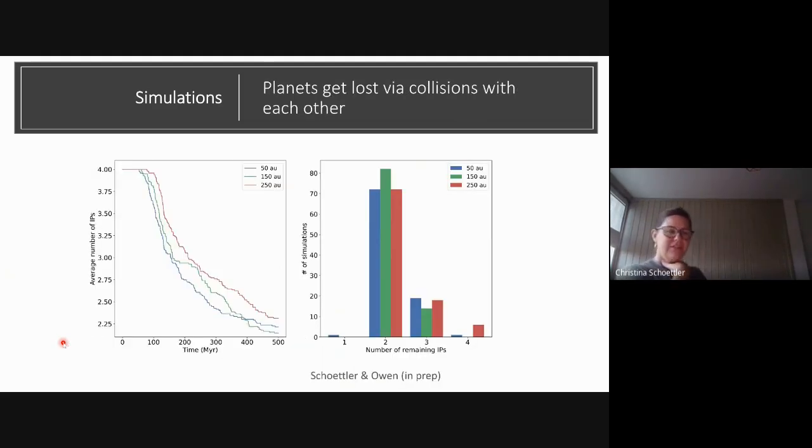One of the first things to note is that planets get lost via collisions with each other fairly quickly. Here we can see the average number of inner planets at the different flyby distances, and all start with 4. The 50 AU curve starts to drop off very quickly as the number of planets reduces, so they go from 4 to 3 to 2. And here on the right, the histogram shows the number of planets after 500 million years due to collisions only.